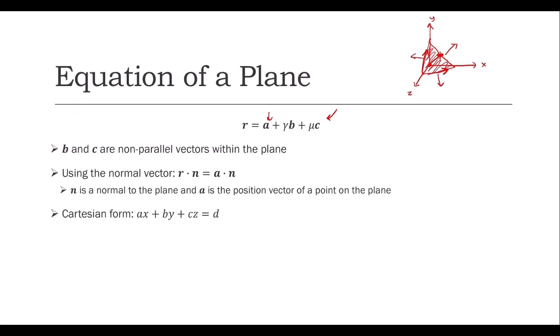Our equation using a normal vector is r dot n equals a dot n. And that's where n is a normal vector to the plane, and a is the position vector of a point on the plane. And r would be your x, y, and z vector. In Cartesian form, you have ax plus by plus cz equals d. So we'll do some practice with these equations in our practice problems.